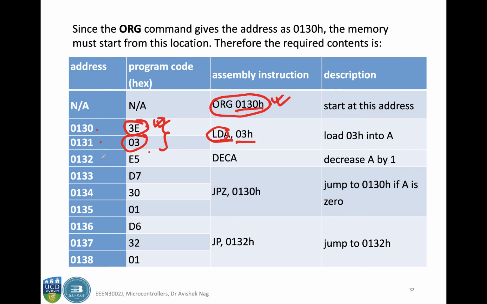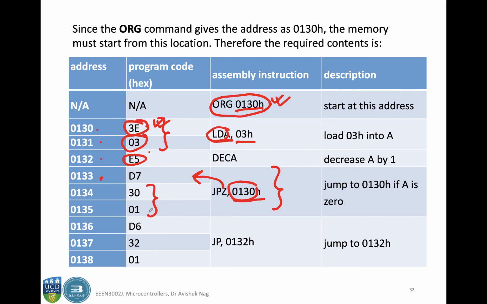Then the next 8-bit location will have E5, which is the next line of the code, that is decrement A. Then comes the next line of the code, which is JPZ, or jump on 0 to this particular location. The opcode for JPZ is D7, so that is stored in the next location, and then the remaining 2 locations store the operand, and in this case the operand is a 16-bit address 0130.